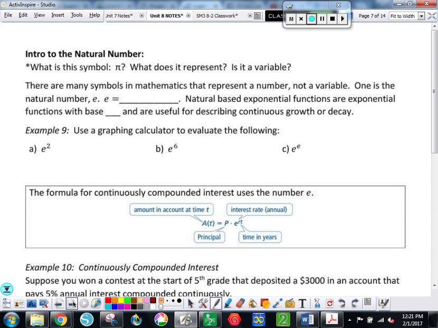E is a number. You can probably find it on your calculator. E is an exponential number.